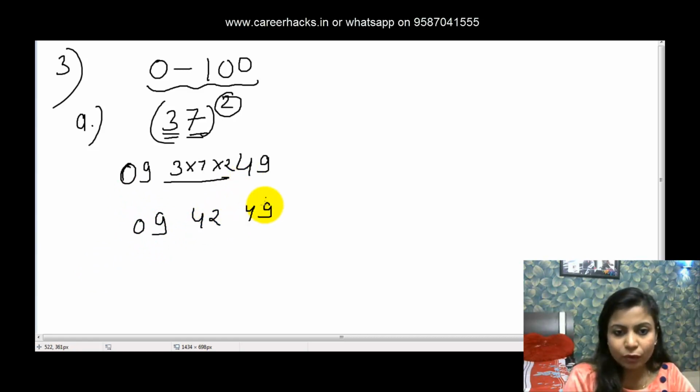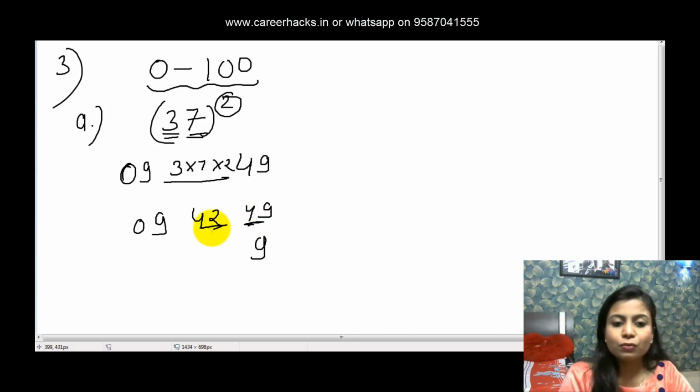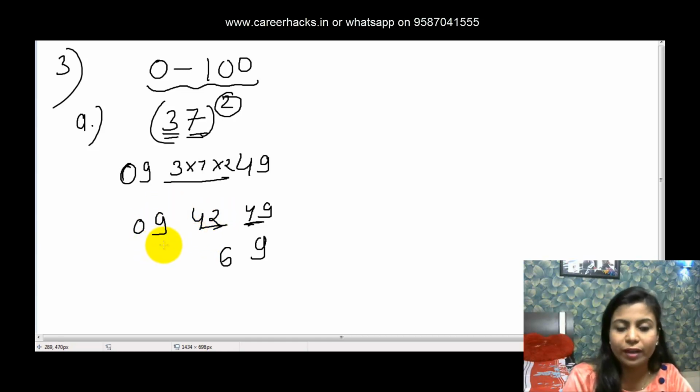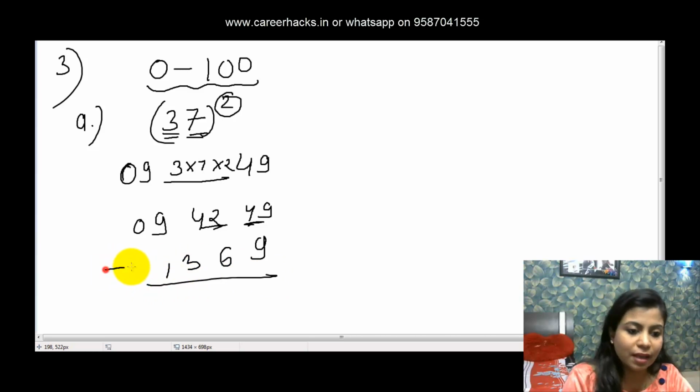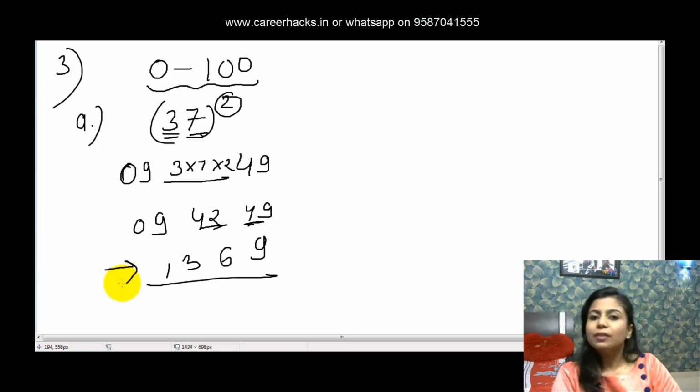Now what we will do, we will take the first digit of this number. This is 49, so we will take this number 9. Now this 4 will be added to this middle number, means carry forward. So 42 plus 4, that is 46. So 6 will come here and this 4 will be carried forward, and 9 plus 4 is 13. So 1369 is the square of 37.